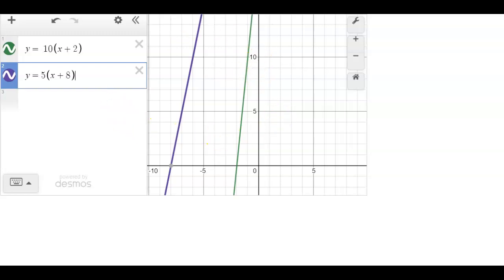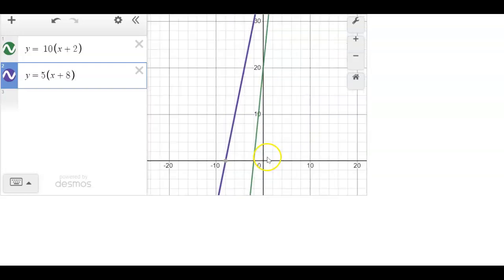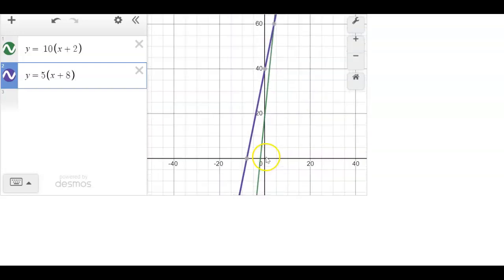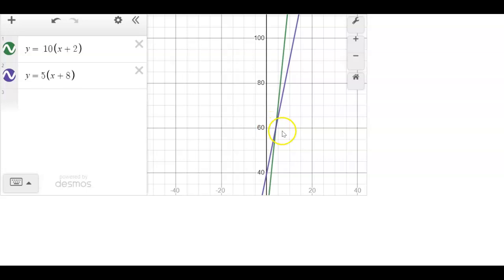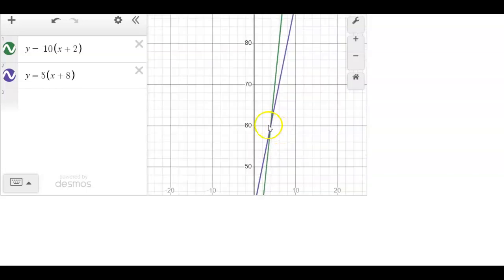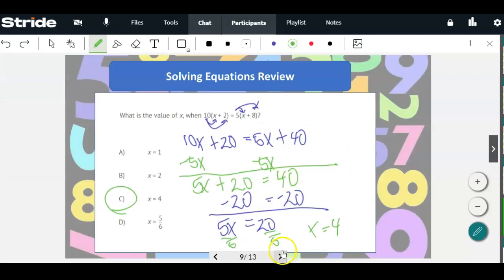So if we go here, did I put this in the wrong way? No, there it is. Okay, so it crossed right here. Where'd it go? There it is, so 4. That's what we got, so the answer is 4. So we can use the calculator.